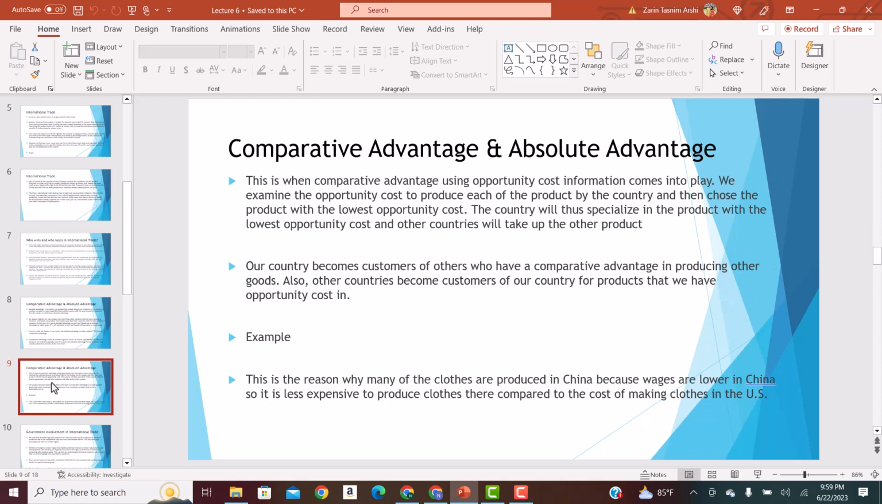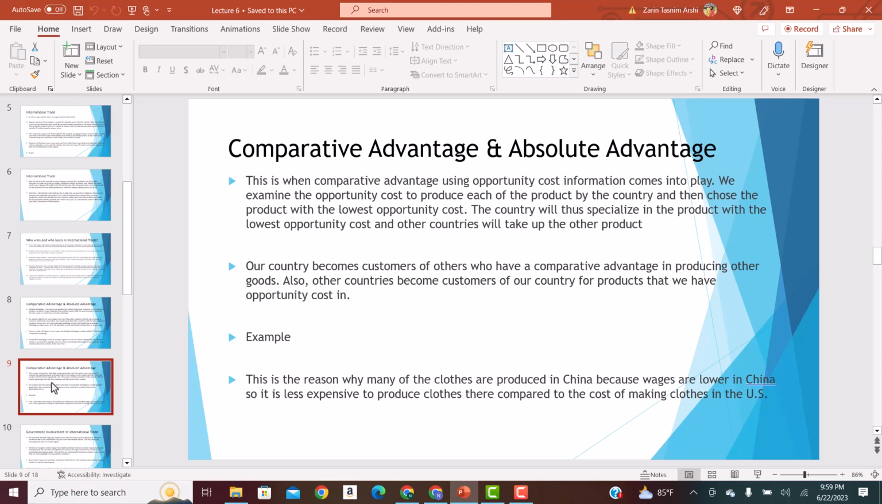So this is when comparative advantage using opportunity cost information comes into play. We calculate the opportunity cost to produce each of the products by the country. So let's say there are two or three different products. We're going to calculate the opportunity cost for these products for each country and then compare them with one another. A country that has the lowest opportunity cost on a product will produce that good, and the other countries will buy or trade for those goods from the first country.